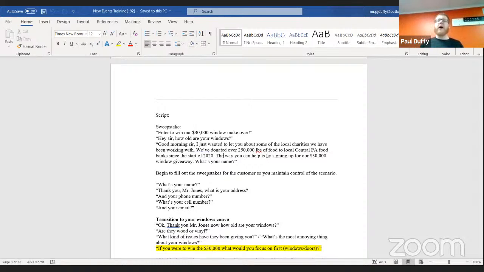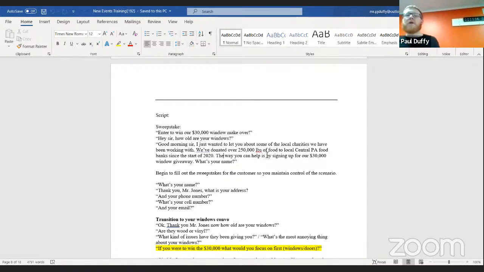The second thing to note too is you can put in a specific local charity, especially if you're in a certain place. So if you're in Altoona, it makes sense to say we've donated over 250,000 pounds of food to local central Pennsylvania food banks, including the Altoona Food Bank, since the start of 2020.